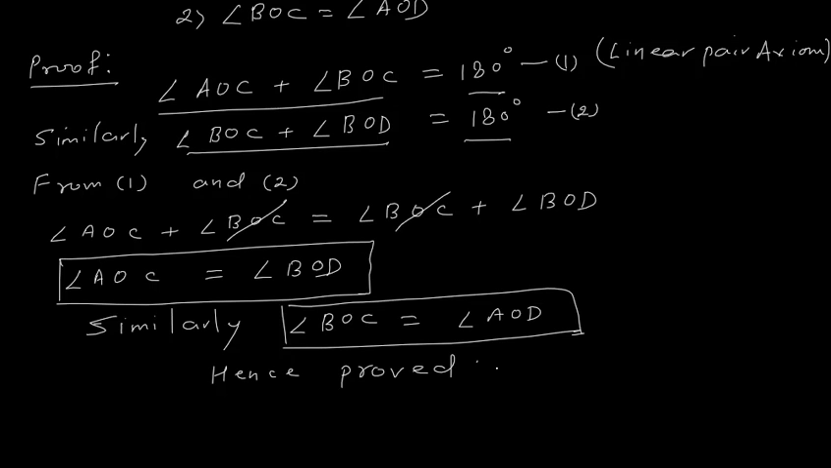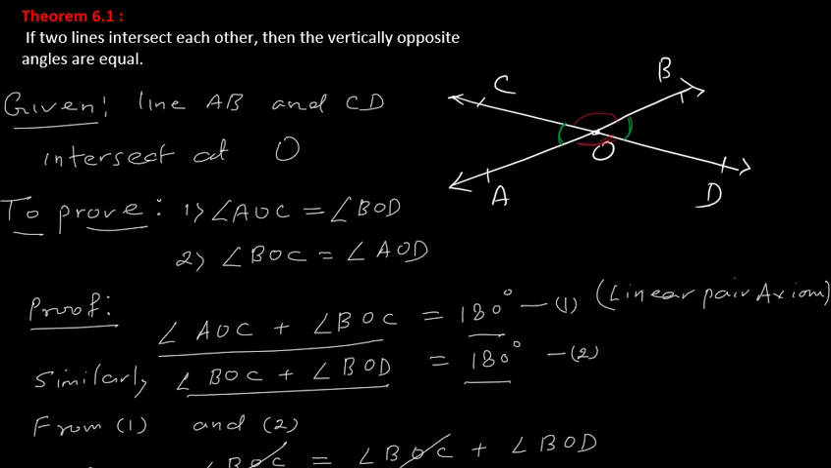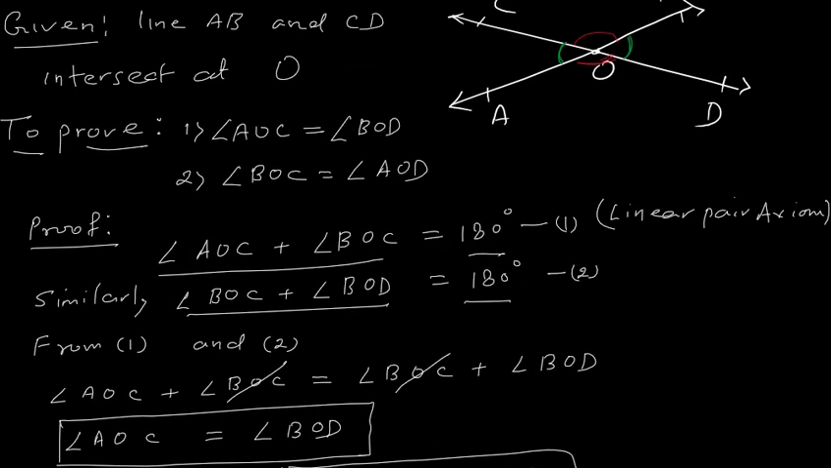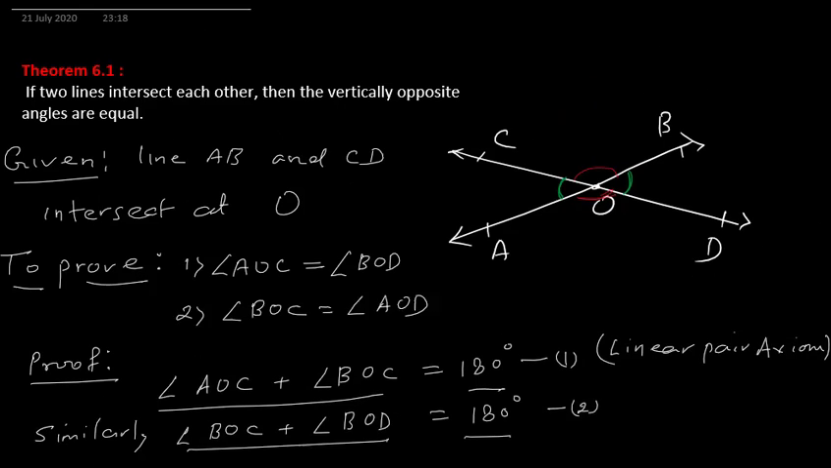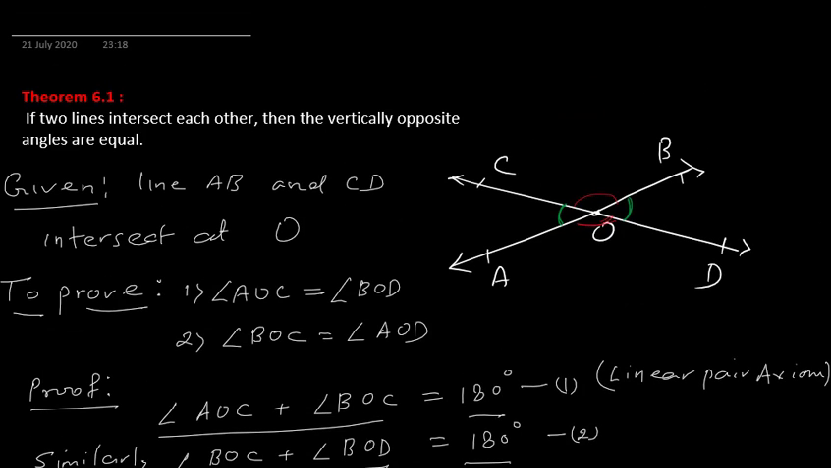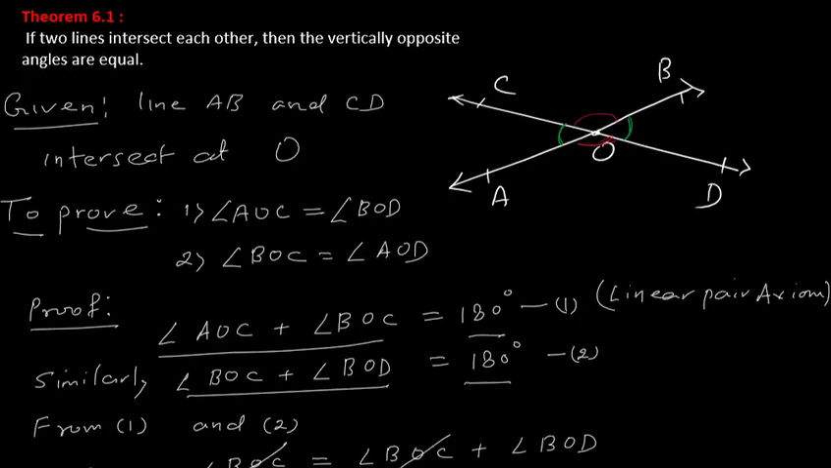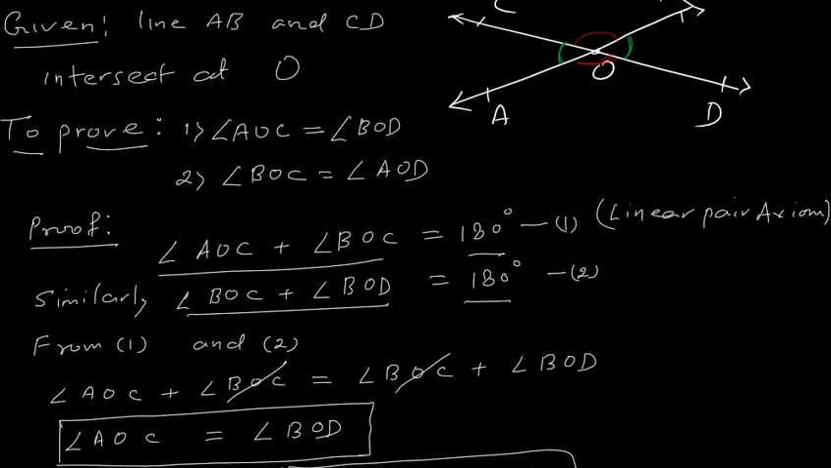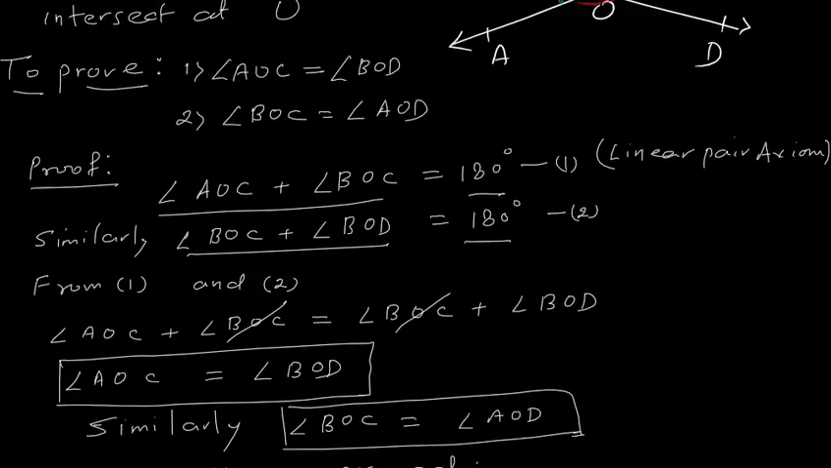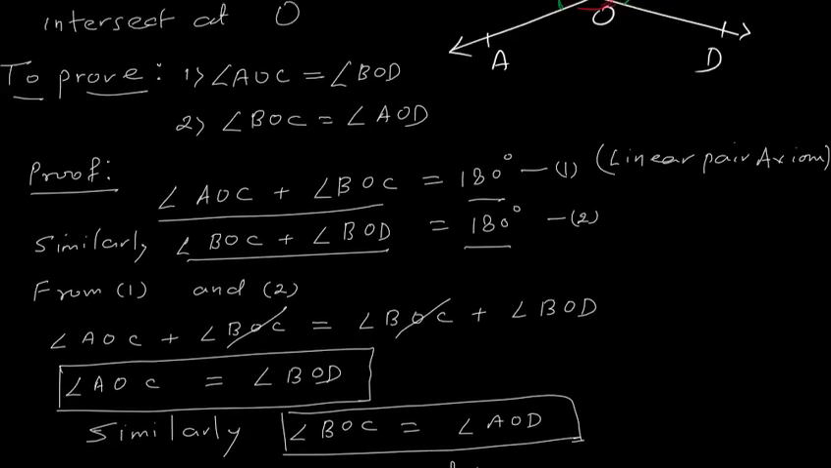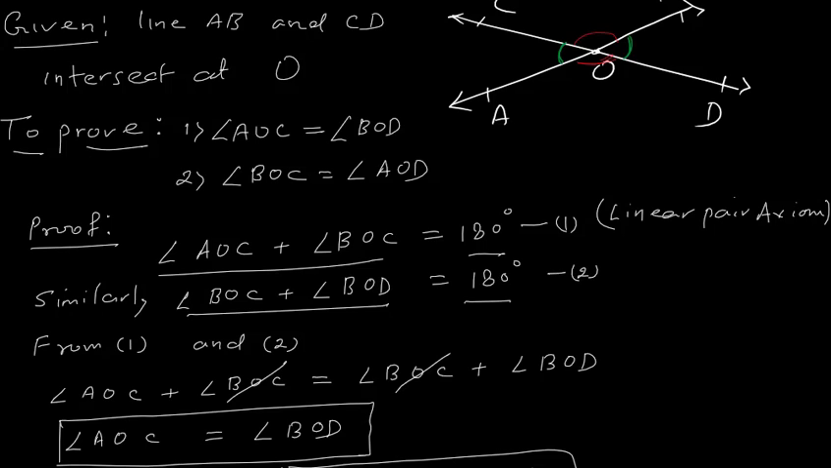So now we have proved that vertically opposite angles are equal in measure. So next time when you see vertically opposite angles, you can surely say that vertically opposite angles are equal by the vertically opposite angle theorem. This theorem we call the vertically opposite angle theorem. Yes, simple. I hope you all understand this theorem.